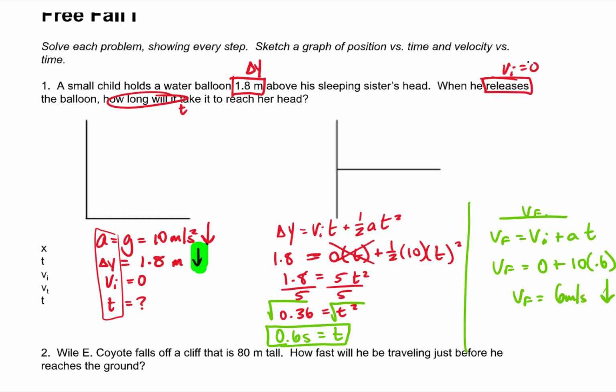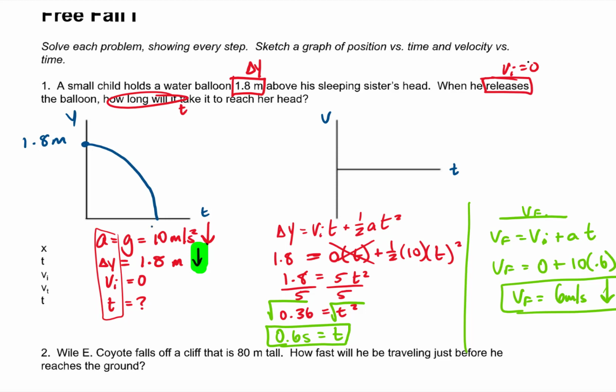Now, when we make the graphs, up is still up and down is still down. So when we make the position graph, our y is going to start off at 1.8 meters, and we're going to fall down. And we're going to start off at rest, so I'm going to have a 0 slope at the beginning, and we're going to speed up, so the slope's going to increase and get steeper.